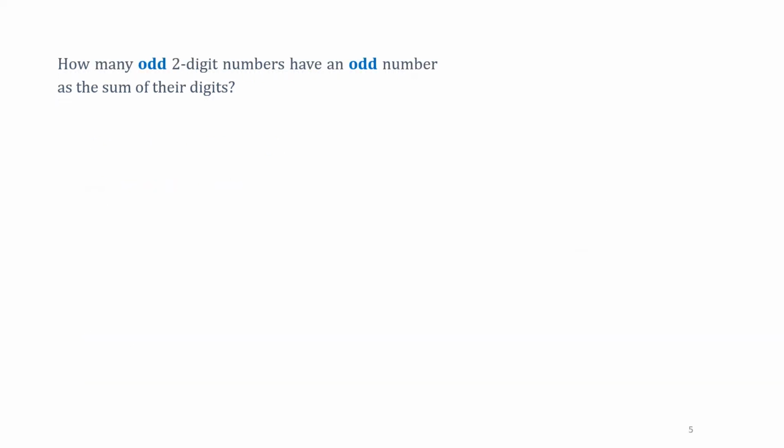How many odd two-digit numbers have an odd number as the sum of their digits? The tens plus the ones equals the sum of digits. Now the sum is odd. If the number is odd, the ones is odd, so it is 1, 3, 5, 7, 9. Then what plus odd is odd? Then the tens must be even.